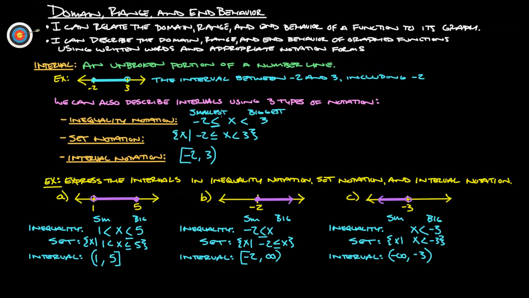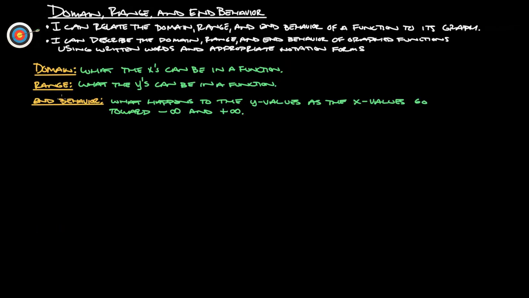All right. Moving on to the next part here. Now we're going to talk about domain, range, and end behavior. Domain is basically what the x's can be in a function. The range is what the y's can be in a function. And the end behavior is what happens to the y values as the x values go towards negative infinity and also towards positive infinity. Okay?